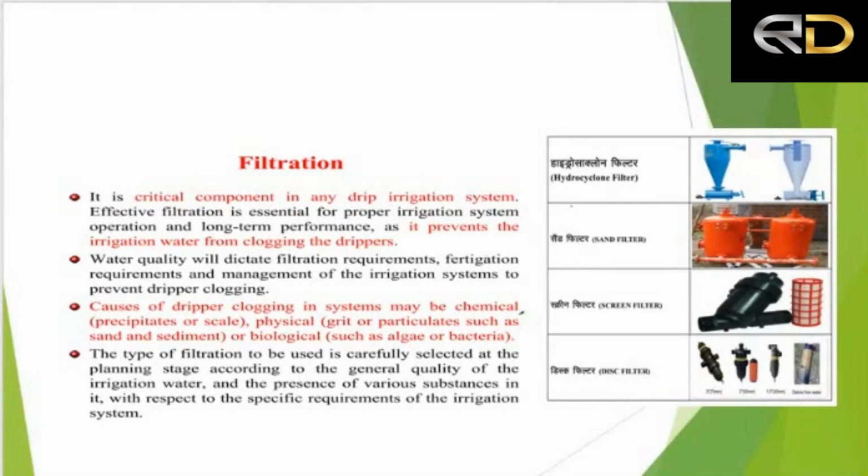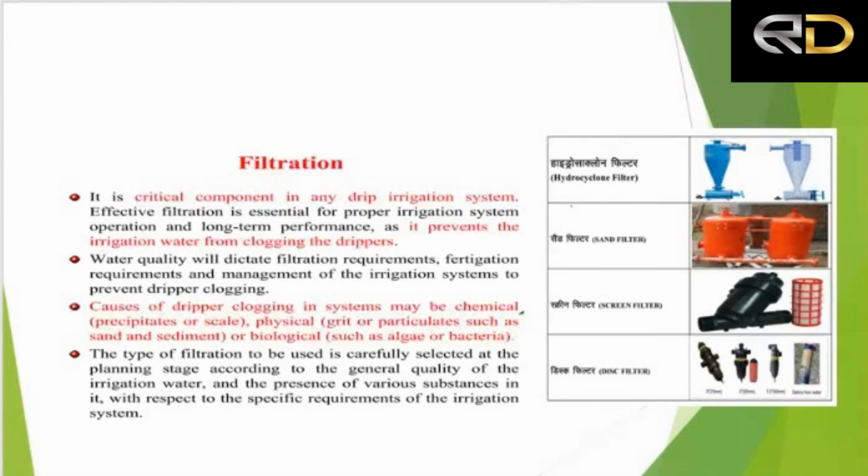So effective filtration is essential for proper irrigation system operation, long term performance. As ये क्या प्रिवेंट करता है? इरिगेशन वाटर को क्लॉगिंग से. सबसे ज्यादा इंपॉर्टेंट क्या रहता है? क्लॉग नहीं होना चाहिए हमारे ड्रिपर्स, क्योंकि सैंड बहुत ज्यादा आ जाती है उसमें. क्लॉग हो गया तो क्या हो जाता है, हमें पानी नहीं, प्रॉपरली प्लांट को पानी नहीं जाएगा, पूरी लाइन चोकअप हो जाएगी. तो इसलिए फिल्ट्रेशन काफी क्रिटिकल कंपोनेंट माना जाता है किसी भी इरिगेशन सिस्टम का, मोस्टली ड्रिप इरिगेशन सिस्टम का. सो वाटर क्वालिटी विल डिक्टेट फिल्ट्रेशन रिक्वायरमेंट्स, fertigation requirements, management of the irrigation system to prevent drip clogging. ड्रिप को क्लॉग होने से बचाता है.